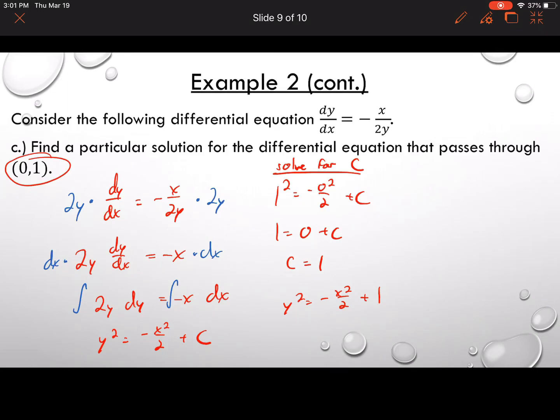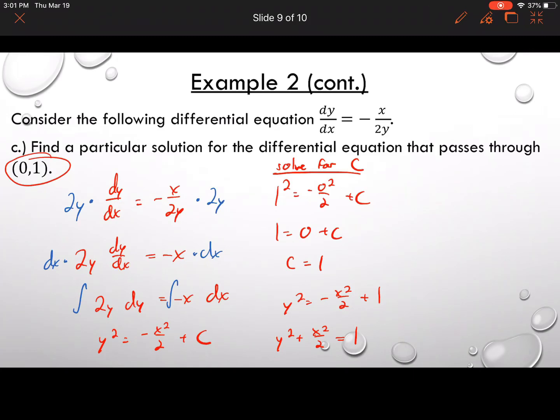Now, depending on the problem, you might have to change it up. I would personally write it like this. I would write it as y squared plus x squared over 2 equals 1. There isn't any reason why. I just prefer variables to be on one side.